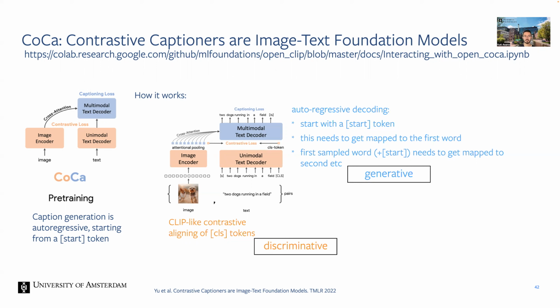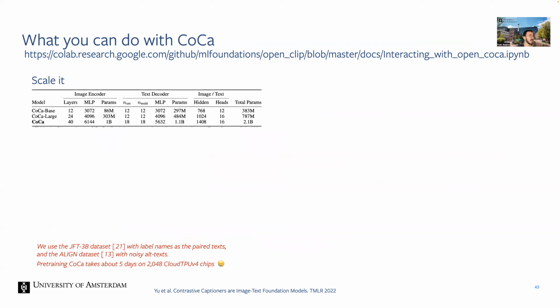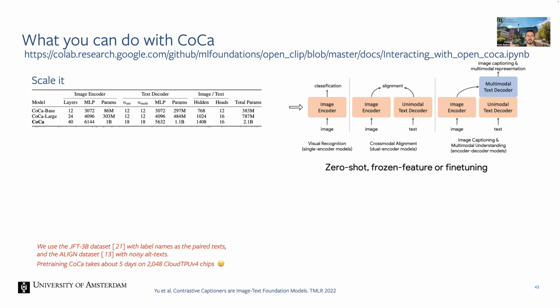And you can actually train this in a more efficient manner than simply doing multiple forward passes through the language text decoder. What you can do with such a model, well, you can scale it, as they of course always do. They train with a 3 billion data set, which has label names and paired text, and they also use this 2 billion sized ALIGN data set, and they train for 5 days on 2000 TPU V4, so that's even better than V3 chips. Yeah, so that's a lot.